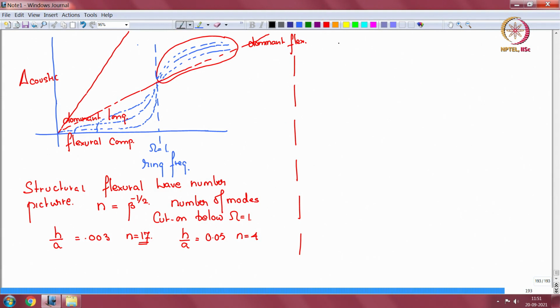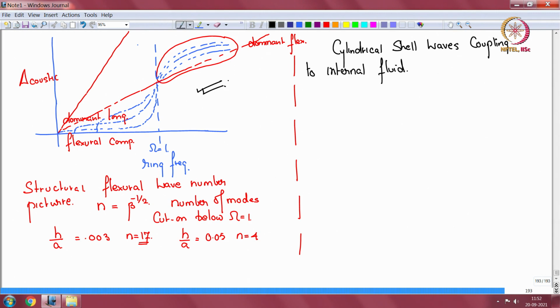We are looking at this topic of cylindrical shell waves coupling to internal fluid. So far we have looked at how shell flexural waves behave. So we have to now bring the fluid aspect into it.